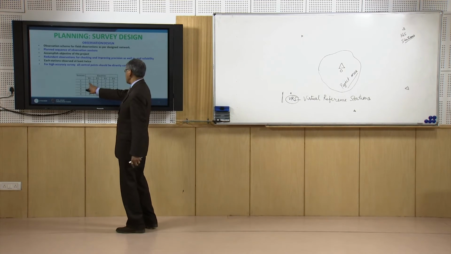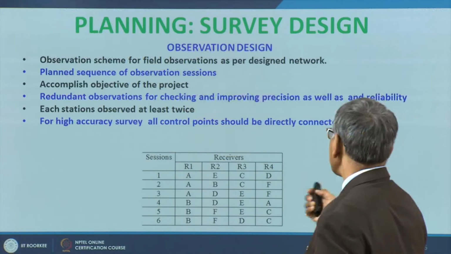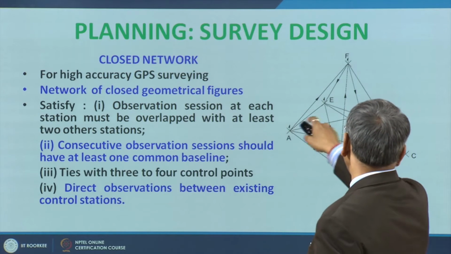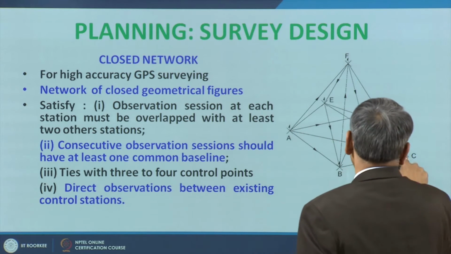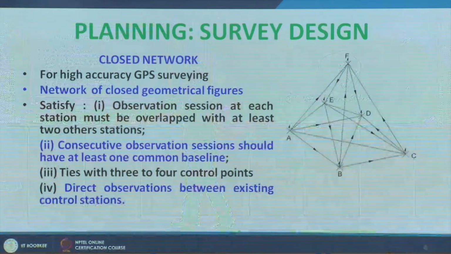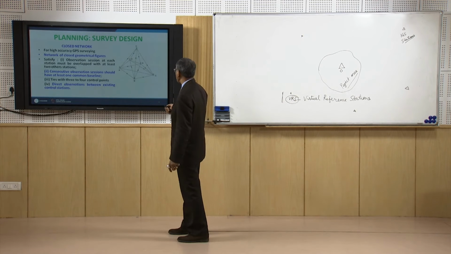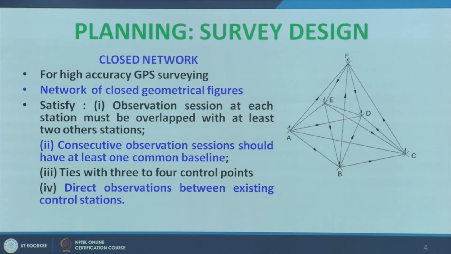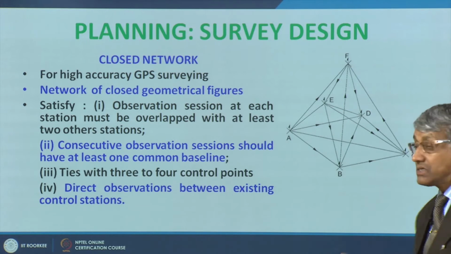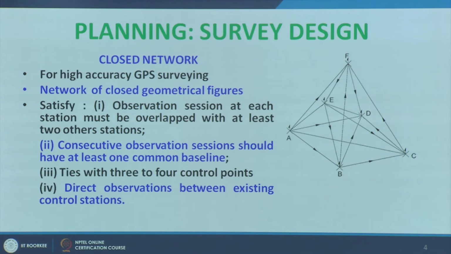Next session: A, B, C, F. So this big rectangle we are observing. A, B, this is another triangle we can get, A, F, C we can get, F, B, C we can get, F, A, B we can get. So 4 triangles and then the big rectangle we can get as a closed figure.